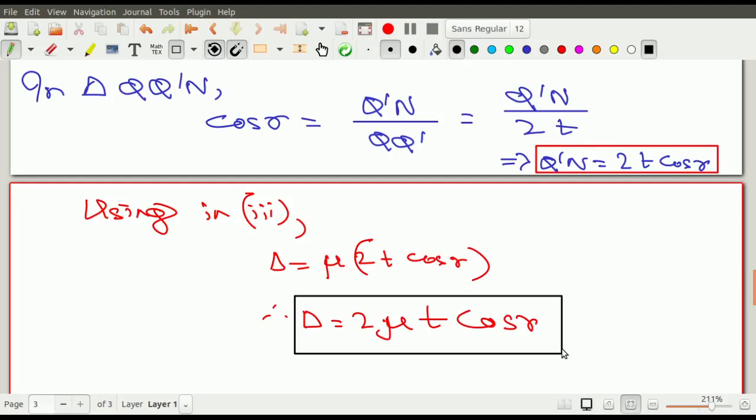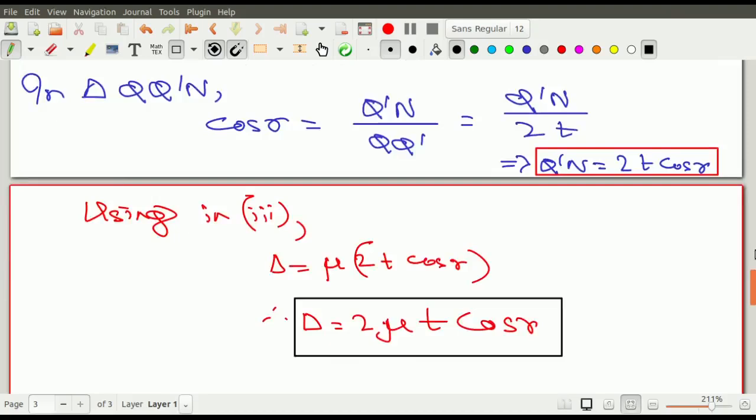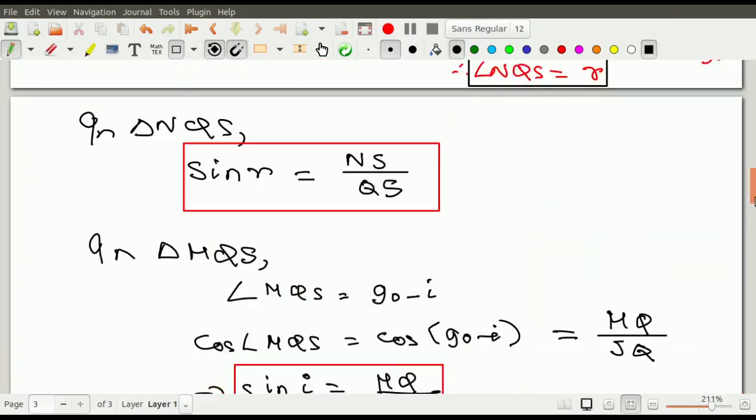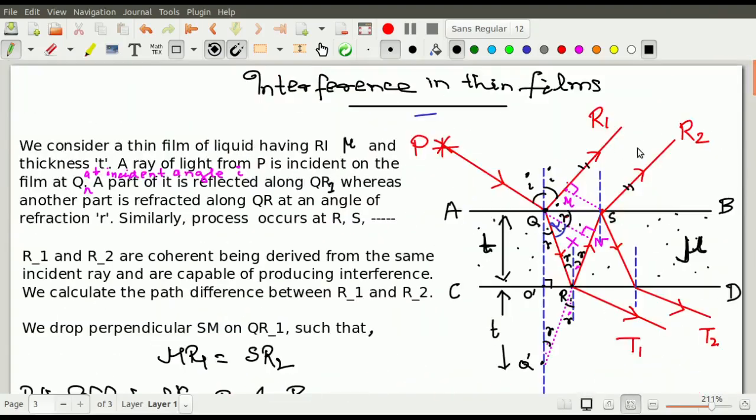So if you know mu and you know the angle of incidence, which is at your control, then you can definitely calculate the angle of refraction by Snell's law, and you can find cosine of r. So this is the path difference between the two interfering rays r1 and r2. The geometric path difference between the two rays r1 and r2 comes out to be 2 mu t cosine of r.